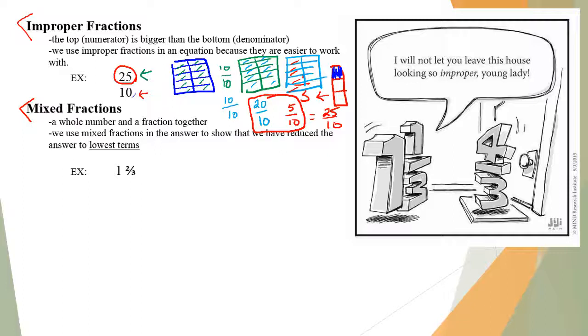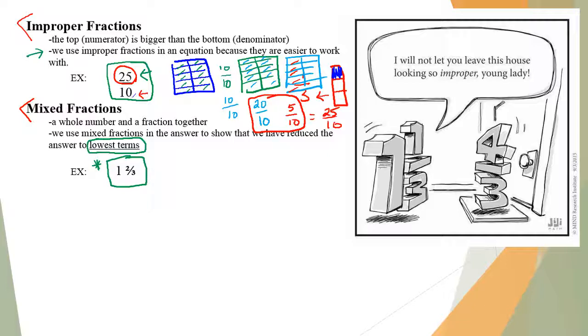Now these are handy to work with. It says we use improper fractions in equations because they're easier to work with. If you're going to add, subtract, multiply, or divide a fraction, you want it to be in this improper form because it's much easier to work with. If it's in the mixed form, like that, it's just too tough to put into an equation. However, the fraction police will come along at some point and they want your answer in lowest terms. This is how you show lowest terms, putting it back into the mixed form.